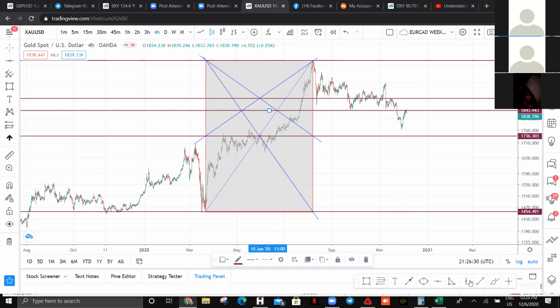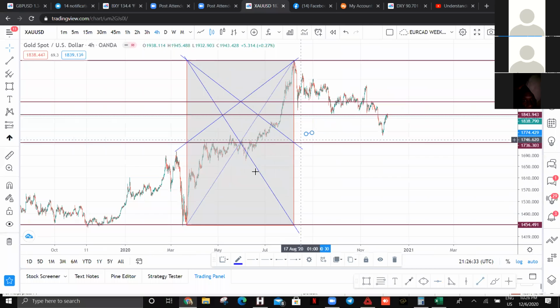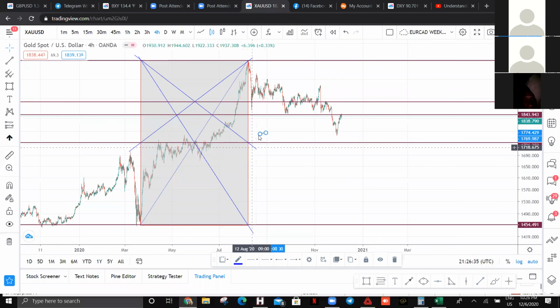You pick your pivots, your horizontal line to identify the one below.